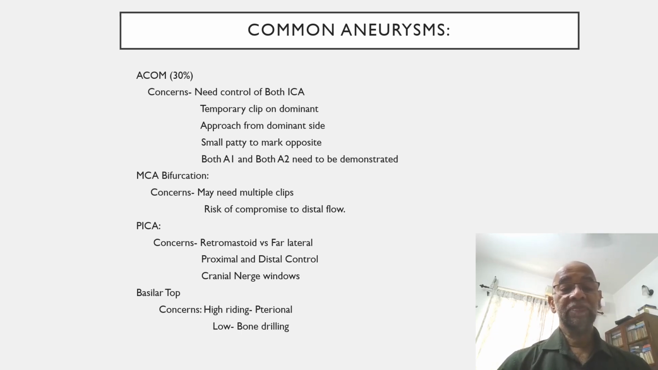PICA aneurysms, difficult aneurysms to do, retromastoid versus more bone drilling. Proximal and distal control is necessary because if an aneurysm ruptures, even with proximal control, there can be a torrential bleed. And the window to approach a PICA aneurysm is between the lower cranial nerves. So you have to be very careful. Normally, the aneurysm clip applicator passes through one window, and you are seeing with the microscope through another window. Basilar tip, high riding, you can go by a pterional approach.